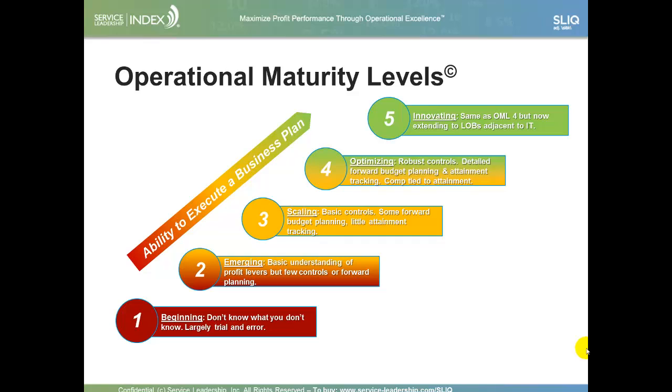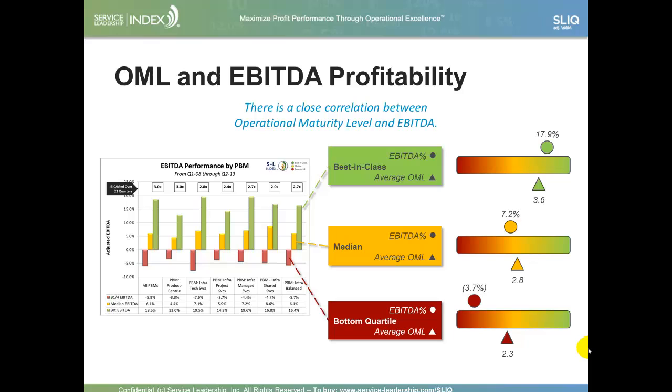And the way that they're learnable is to realize that you go through different operational maturity levels. Here you can see the 5 that we've identified: 1, 2, 3, 4, 5, beginning, emerging, scaling, optimizing, and innovating. And it probably wouldn't surprise you to know that the greater your operational maturity, the higher your EBITDA profitability, as you can see on the right. So there's not a linear relationship between operational maturity and profitability, but there is a very clear and definite relationship in terms of operational maturity level and profit, scalability, and service quality. If you want to know more, look at the companion VOD on this site about operational maturity levels.